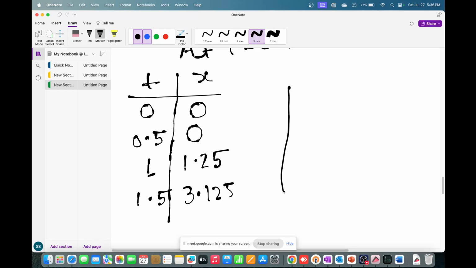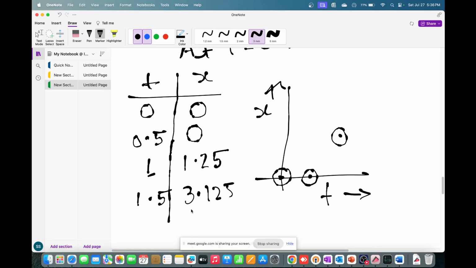So after this, what you can do is have a plot of x versus t. At t equal to 0, x is 0, this is 1 point. At t equal to 0.5, let's assume this is 0.5, x is 0 again, so this is another point. At t equal to 1, let's assume here, x is 1.25, so it's somewhere here. Again at t equal to 1.5, x is 3.125, somewhere here. So your curve will look something like this.